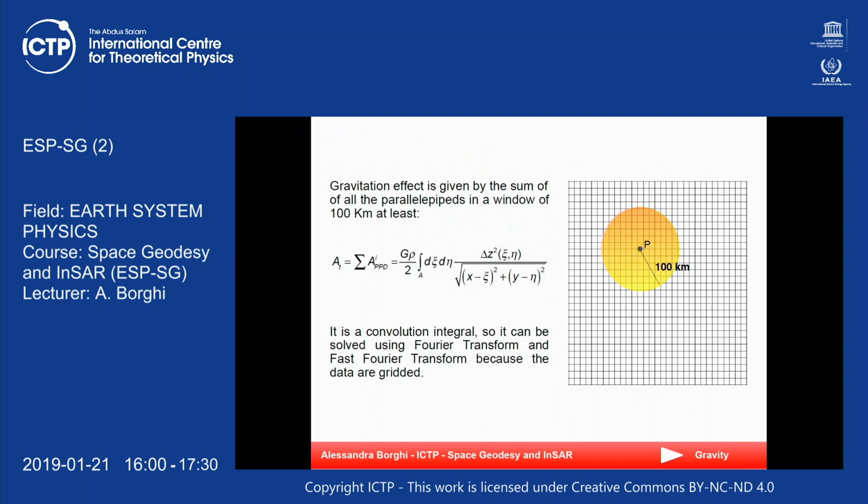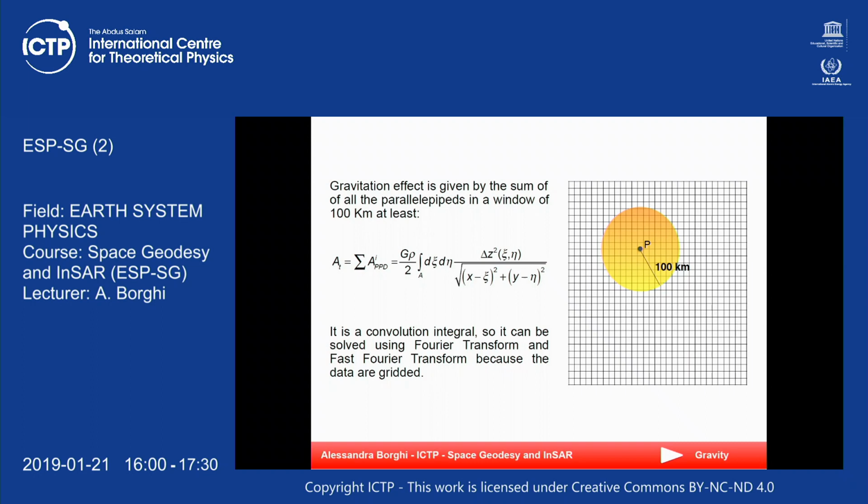So at the end, this is our digital terrain model. This is the point. We have to compute the effect of all these elements, and of course you have to sum all this, and you have the effect, the terrain correction, due to the topography, recorded at the point P.